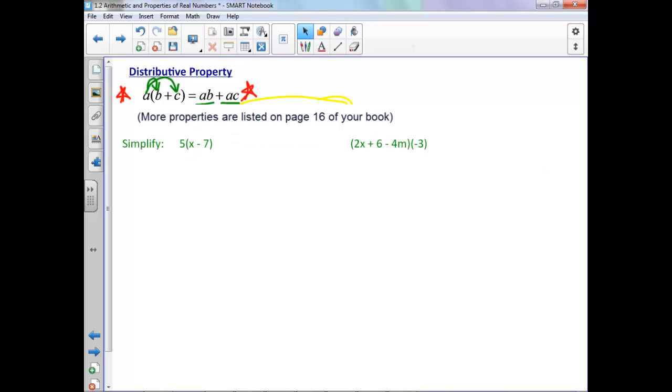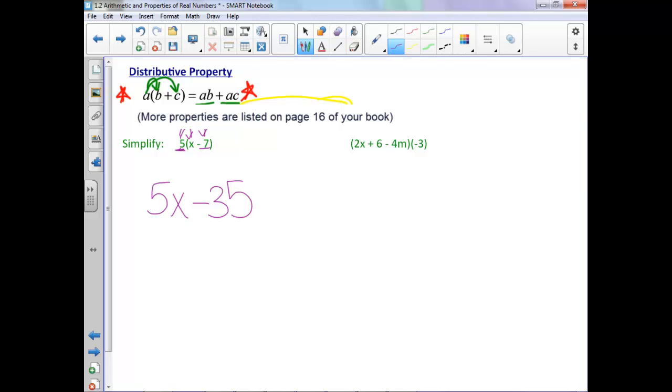So for this first one, we're going to simplify. Notice this 5 is getting multiplied to both the x and that 7. So 5 times x is just 5x. And then 5 times this negative 7, or minus 5 times 7, is 35.